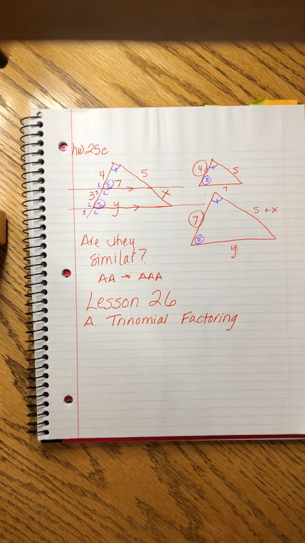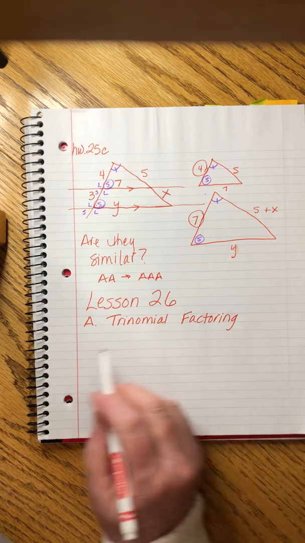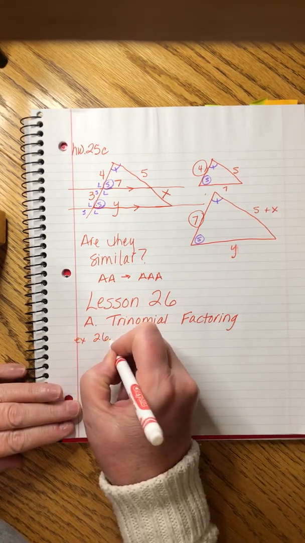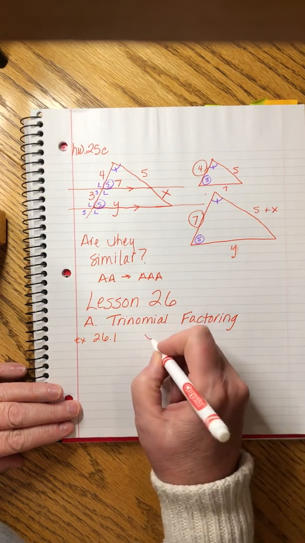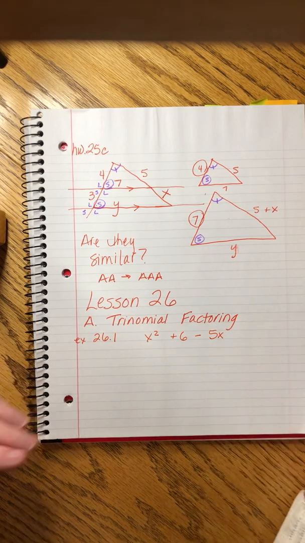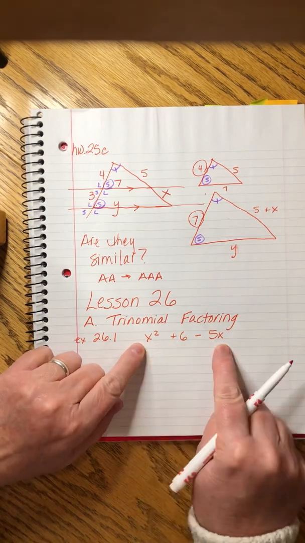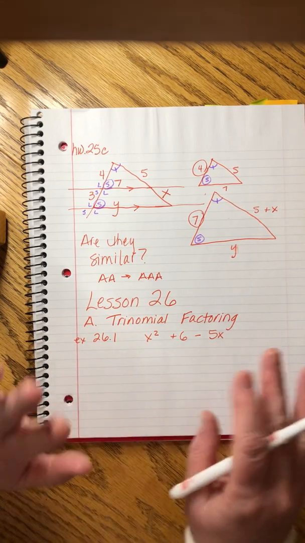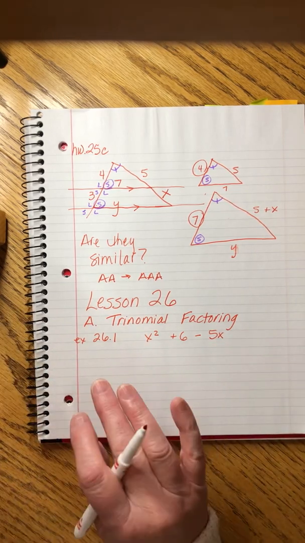Saxon Algebra 2, Lesson 26. Yay, trinomial factoring is here. You remember how to do it. It's fun. Factor x squared plus 6 minus 5x. Notice that we are factoring expressions. There's no equal sign in this, so we're not solving for x. We're just practicing the process of factoring.